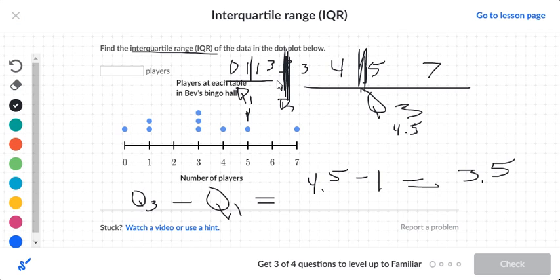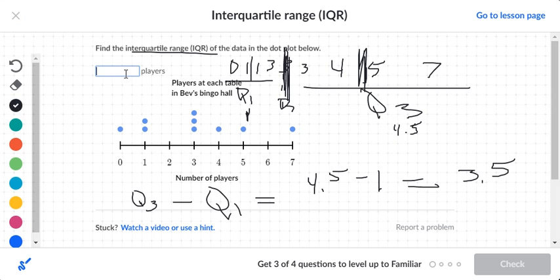What quartile 2 does is cut our data into 2 parts. So we have these 4 numbers here. The number exactly in the middle is quartile 1. For these 4 numbers, the number exactly in the middle is quartile 3, which is 4.5. After we subtracted 4.5 minus 1, we got 3.5 for our answer.